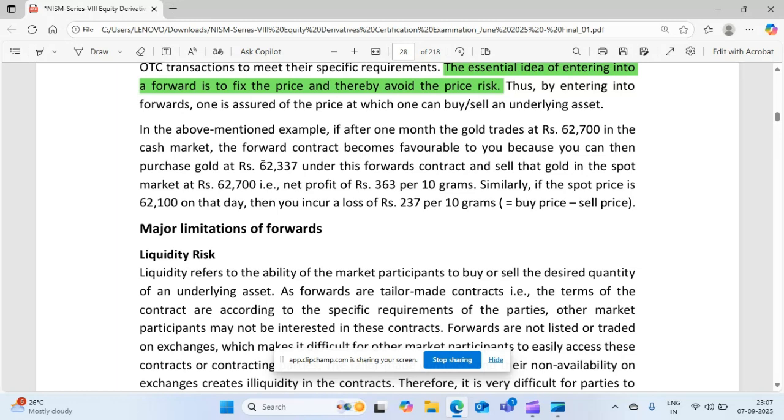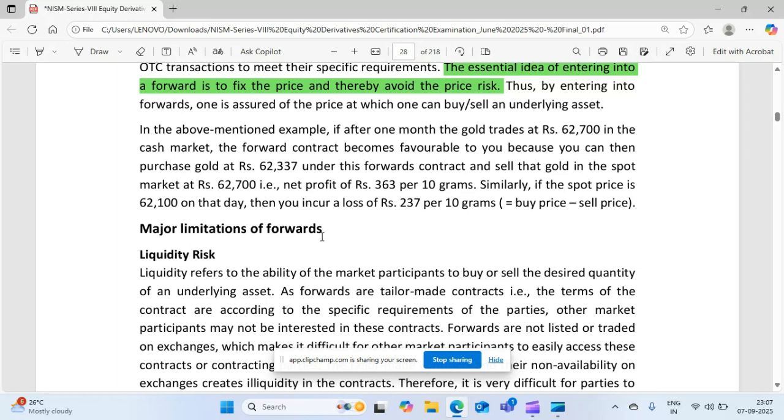So what will happen is that you will have a net profit of 363. Similarly, if the spot price is 62,100, you will incur a loss of 237. Because you had done a contract at 62,337 and the price has become 62,100, the price is less by 237. Buy price minus sell price.